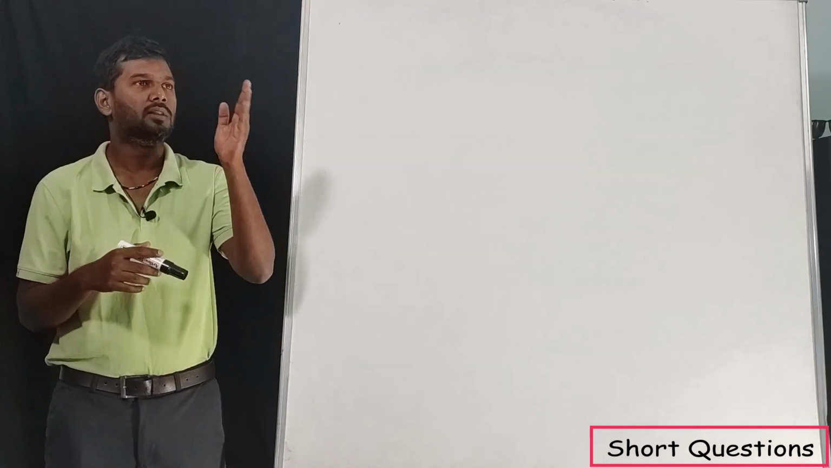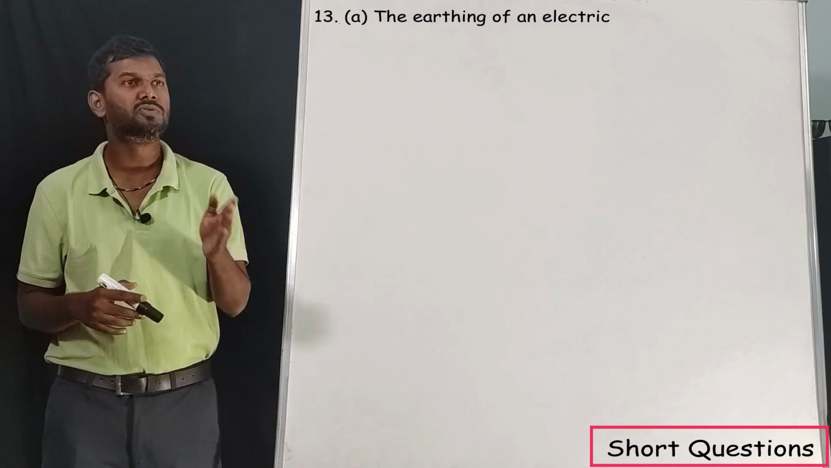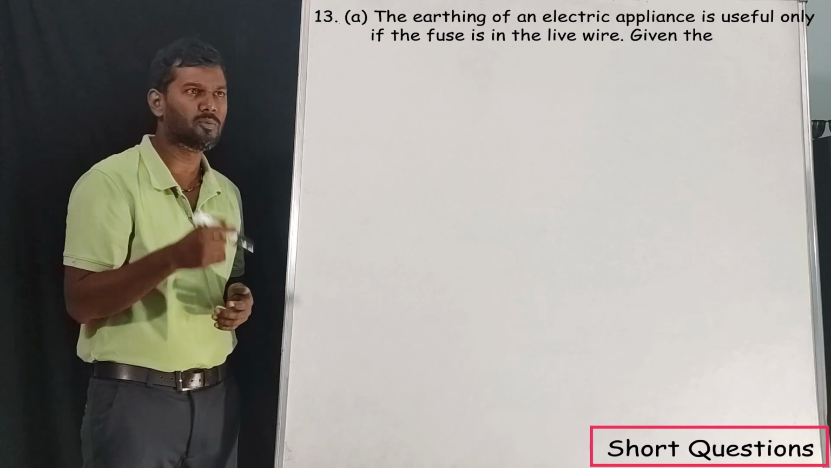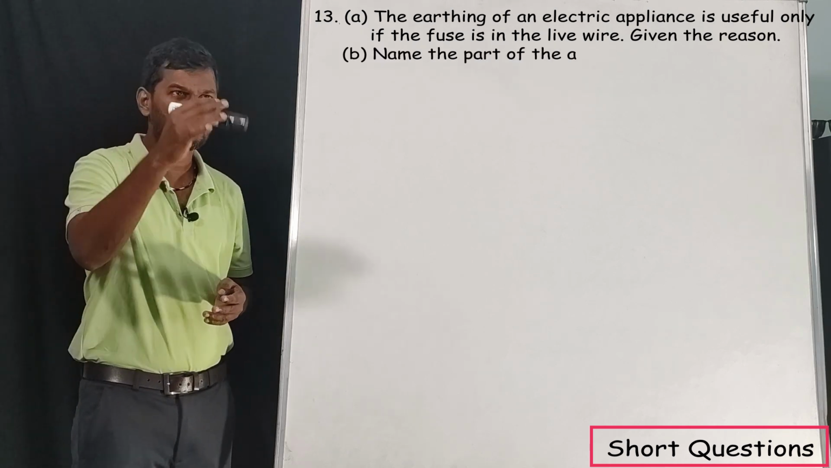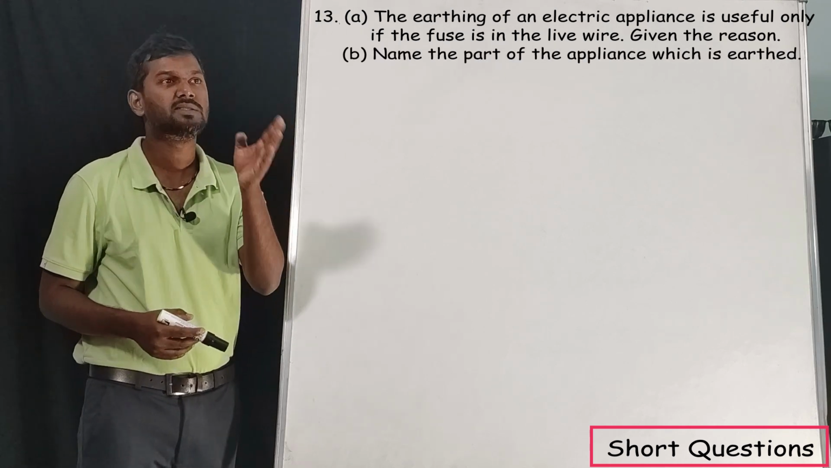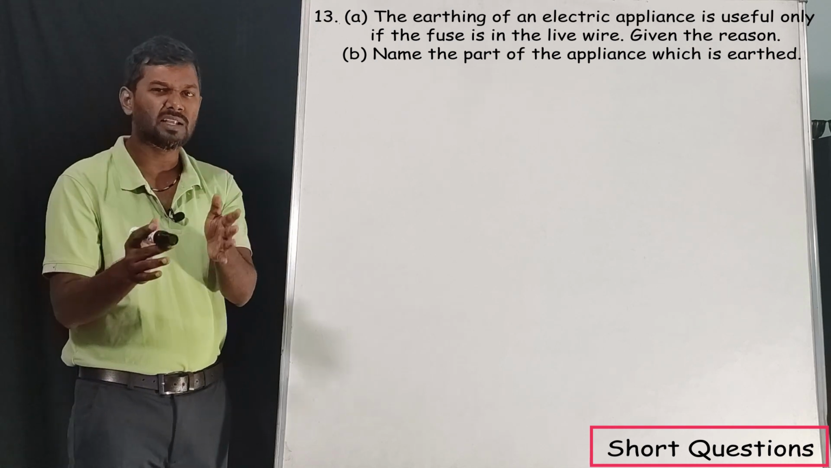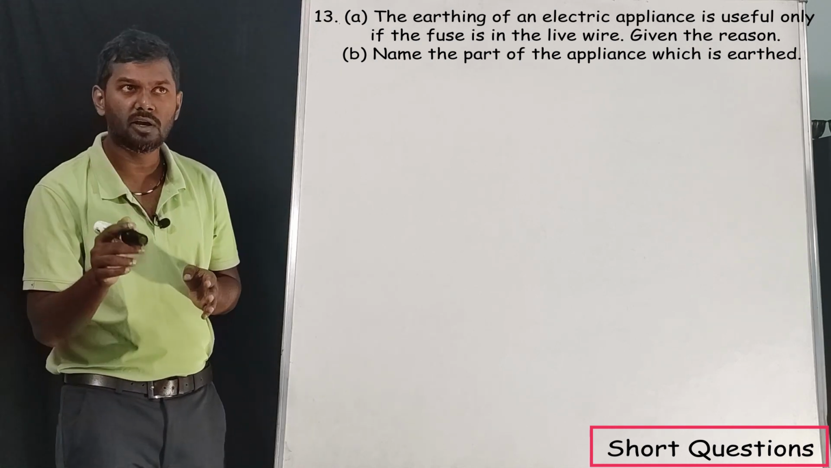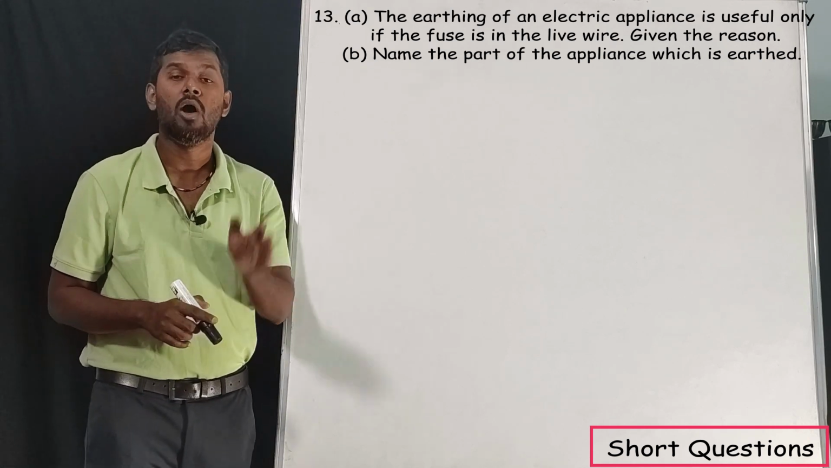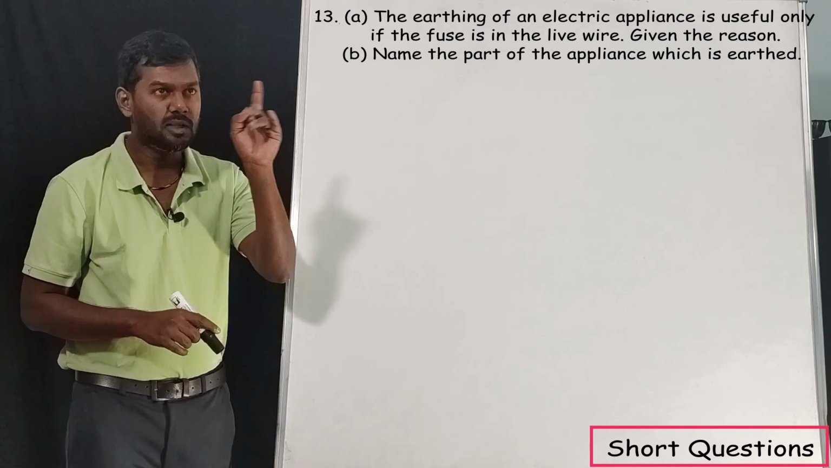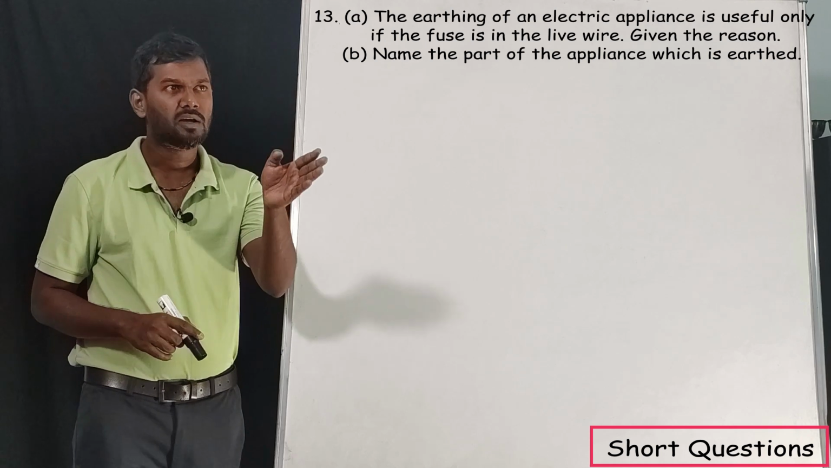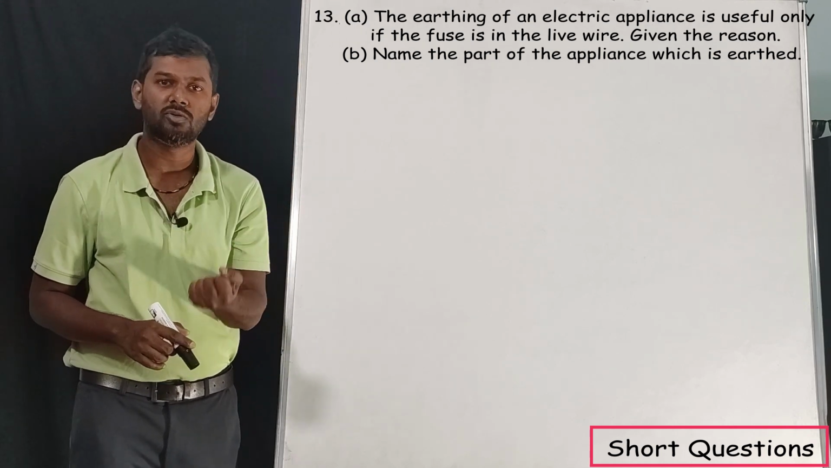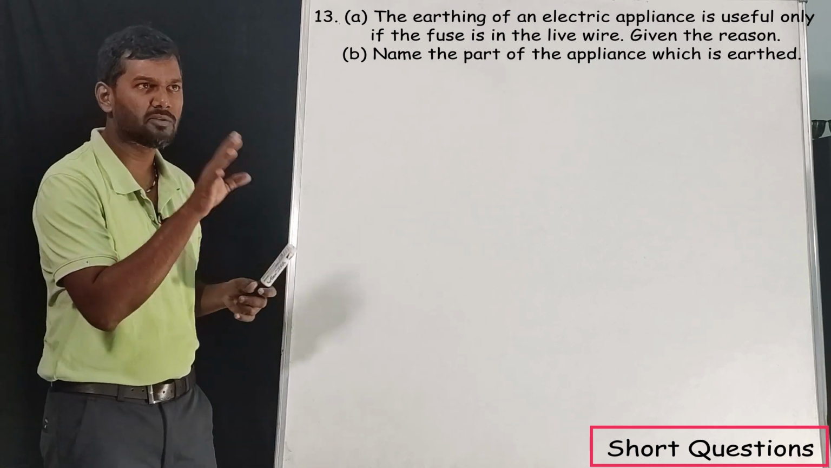Our next question: the earthing of an electric appliance is useful only if the fuse is in the live wire. Give reason. We have one more sub question. Listen, this question we have learnt earlier, but it is asked in a different way. The answer for both questions is the same. We have learnt why the fuse has to be connected always to the live wire. The same answer goes for this one. Here the earthing will be useful only if the fuse wire is connected to the live wire. The same answer we are going to write.